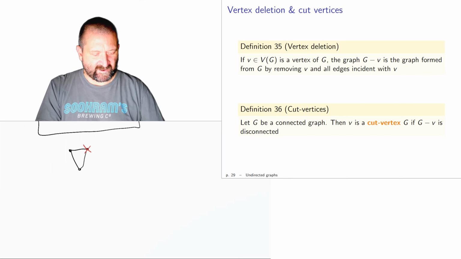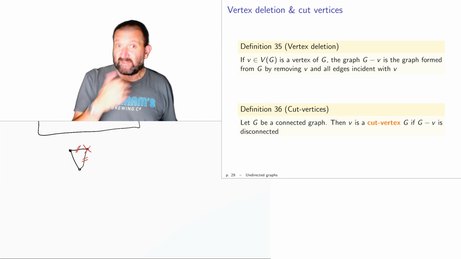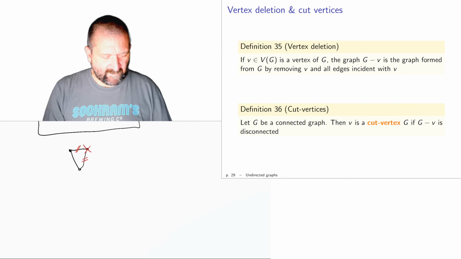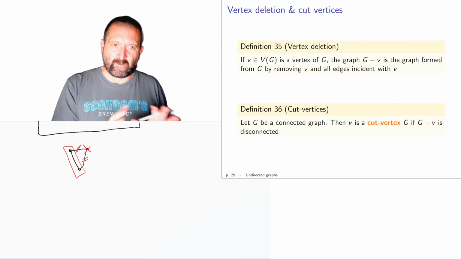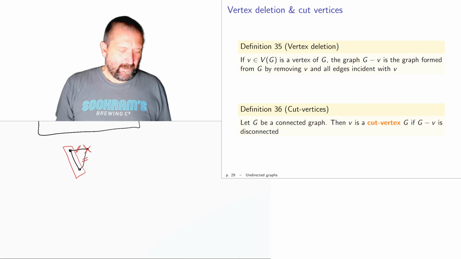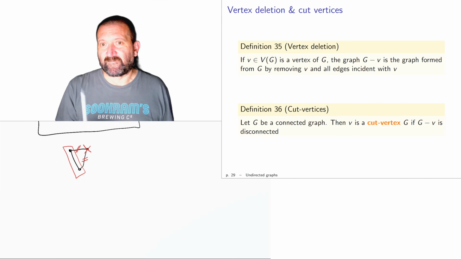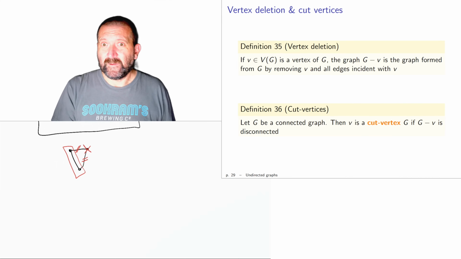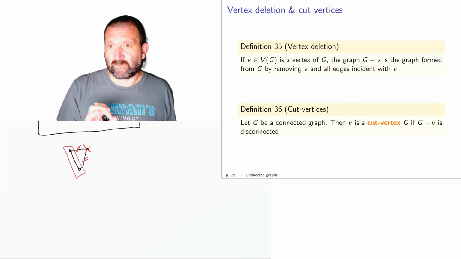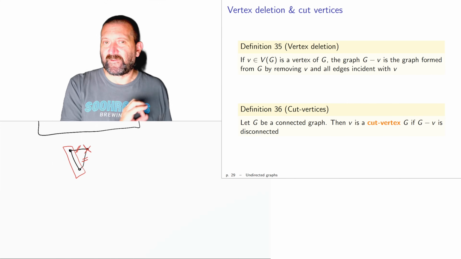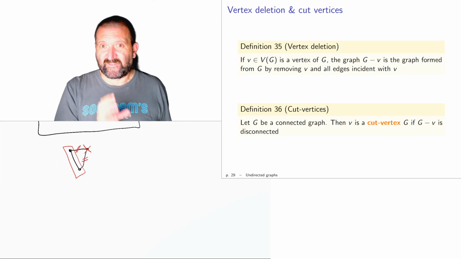Then what I do is I also remove the incident edges. So the graph that remains after deleting that vertex on the top right is the one that I've just circled. Is it, by the second definition here, a cut vertex? Well, I have a connected graph to start with. I've cut that vertex there. The graph that I get is still connected. So this is not a cut vertex. That subgraph that I've obtained is still a connected graph.